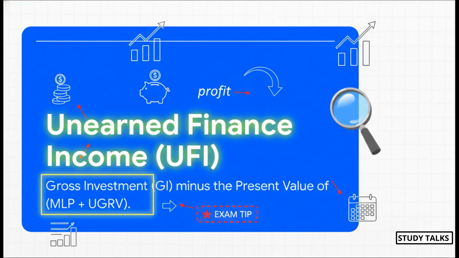Okay, so you have the total cash you'll get in the future, your gross investment, and you have its value today, the present value, or net investment. The difference between those two numbers is your profit, right? Well, in leasing, we call that unearned finance income, or UFI. It's the interest you're going to earn over the life of the lease.